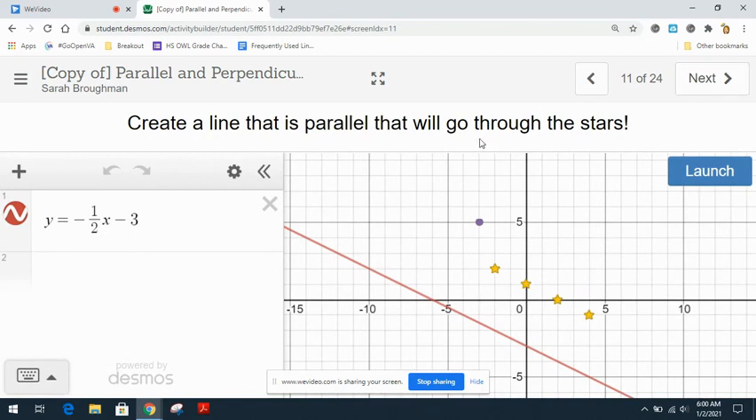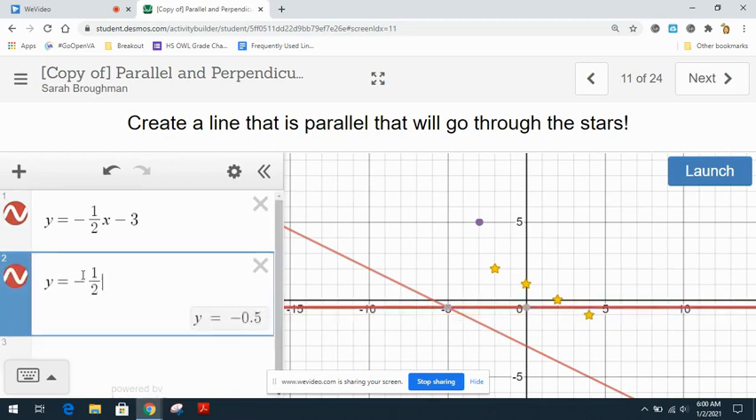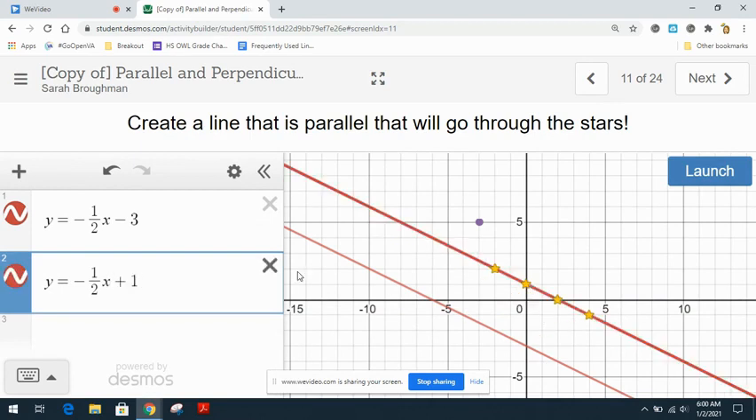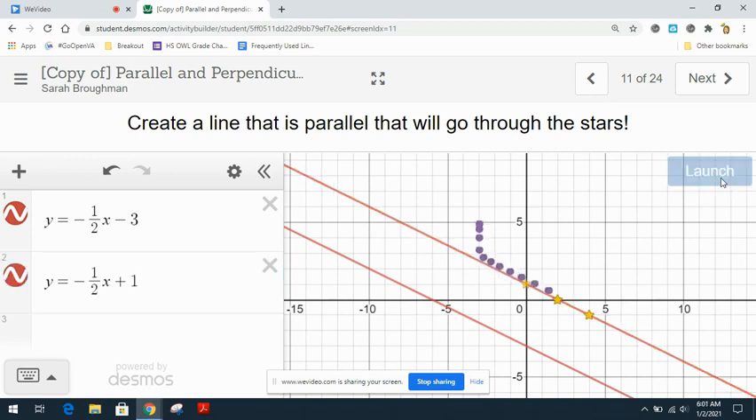So we want a line that's parallel that will go through the stars. So we know we need the same slope. We're going to start the same way, y equals negative 1/2 x. This time, though, the stars are going through 1 on the y-axis, so I'm going to say plus 1 there. And then we're going to see if I need to move it down at all. Nope. And that is lovely.